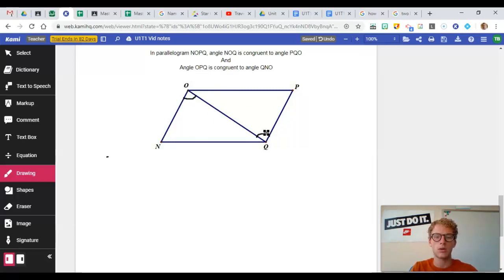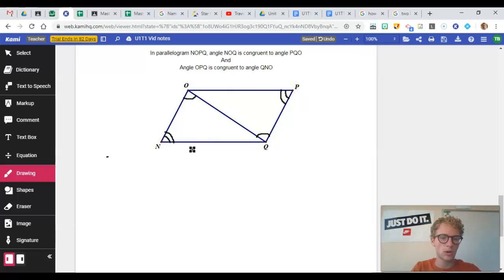PQO and OQ. We also have that angle OPQ is congruent to angle QNO. Just like the other two ways of showing, we can do a double arc, and if you had three sets of angles congruent, then you would show three arcs. This is the way of showing that we have multiple sets of parallel or congruent angles.